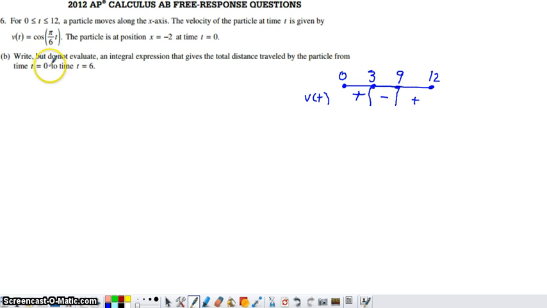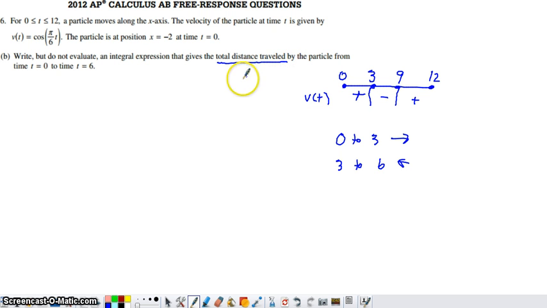And what part B says to do is write but do not evaluate an integral expression that gives the total distance traveled by the particle from 0 to 6. Now the reason why I want to refer to this a little bit is because from 0 to 3 the object travels to the right. So the object's traveling to the right. And then from 3 to 6, because the velocity is now negative, the object is going to be traveling back to the left.